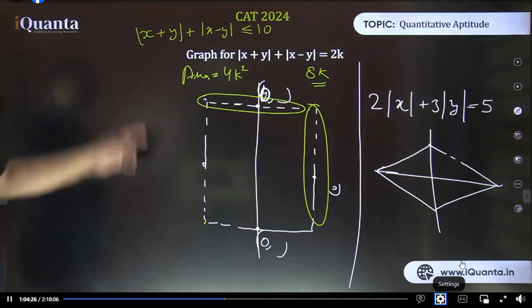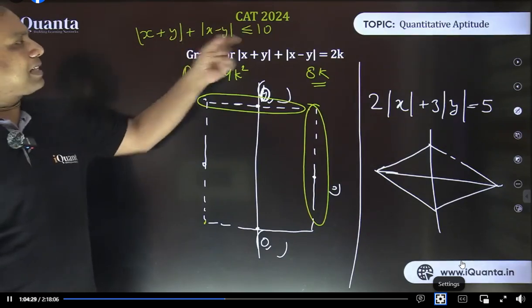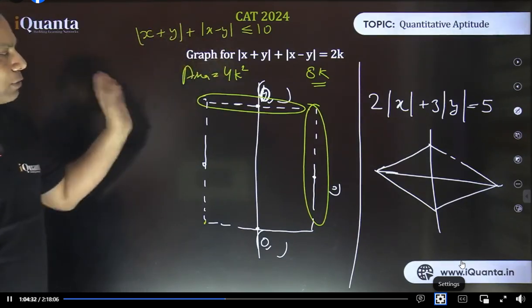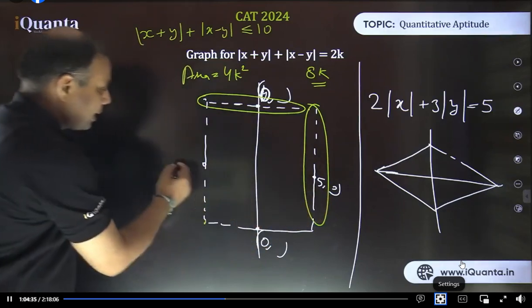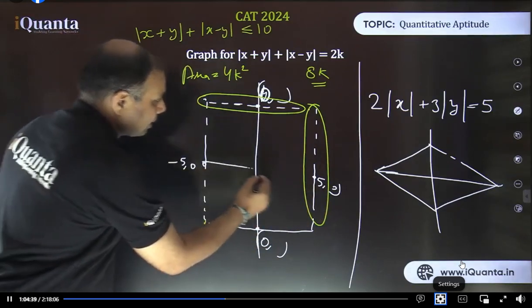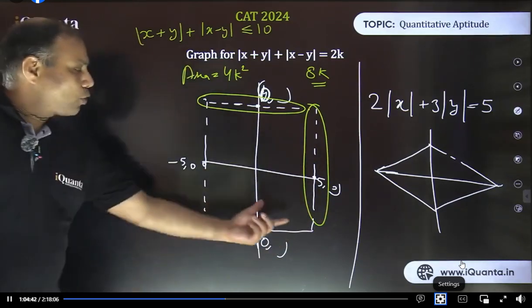Okay, so when we are talking about |x+y| and |x-y| being less than or equal to 10, the equations are going to be x = 5 and x = -5, so the points (5, 0) and (-5, 0). That means the length of the square is going to be 10 units, isn't it?